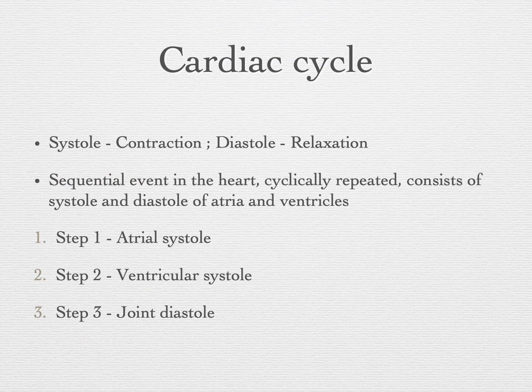In the next couple of sections, we'll be learning about the physiology of the heart. The first concept is that of the cardiac cycle, and this is a very important topic that has been frequently tested in your exams. The cardiac cycle is a sequential event in the heart which is cyclically repeated, and it consists of systole and diastole of the atria and the ventricles. Now, during a normal heartbeat, there are two steps that occur. The first is the contraction of the musculature, which is immediately followed by its relaxation. And as we progress, this contraction is referred to as systole and the relaxation is referred to as diastole.